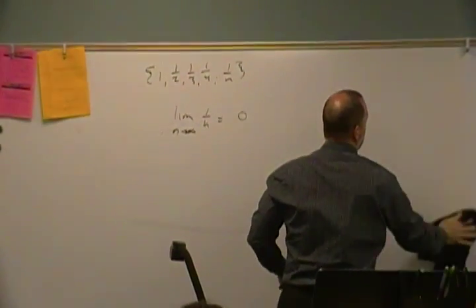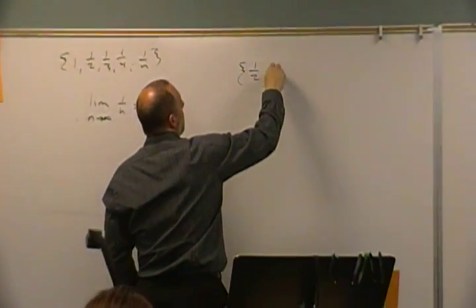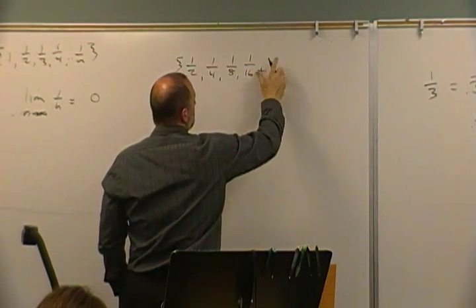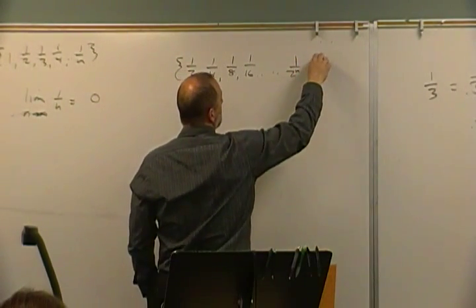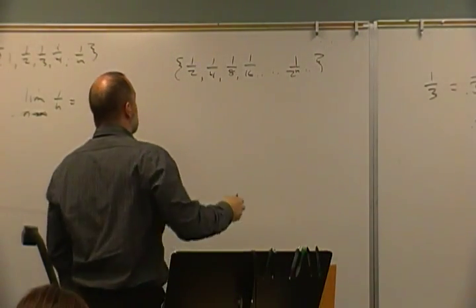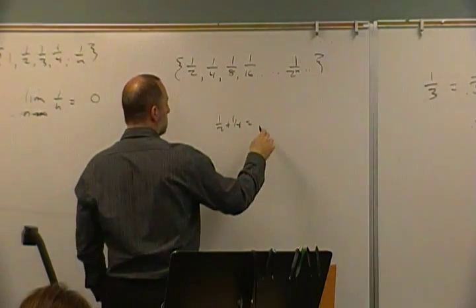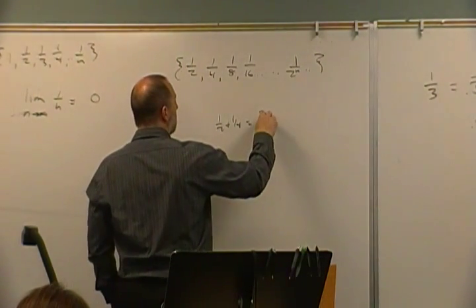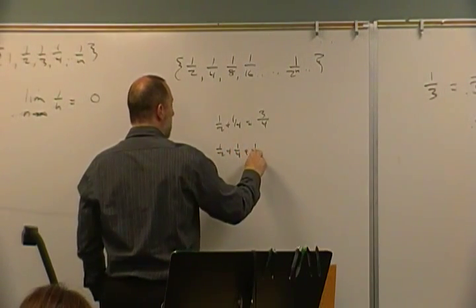And they use an intuitive proof here to start with. They say, let's take a half. We're going to take the sequence 1/2, 1/4, 1/8, 1/16, 1 over 2 to the n. And they say, let's just start adding this and see what happens. So I'm going to take a half and a fourth. What's a half plus a fourth? 3/4, right?